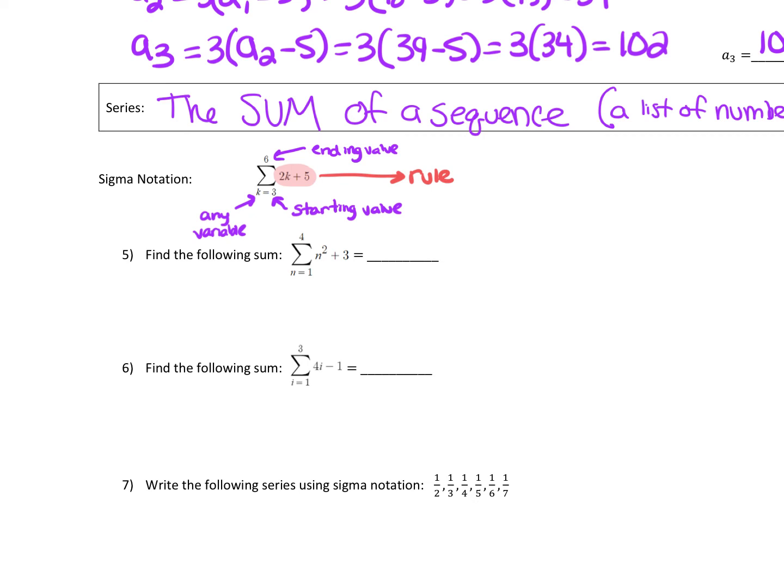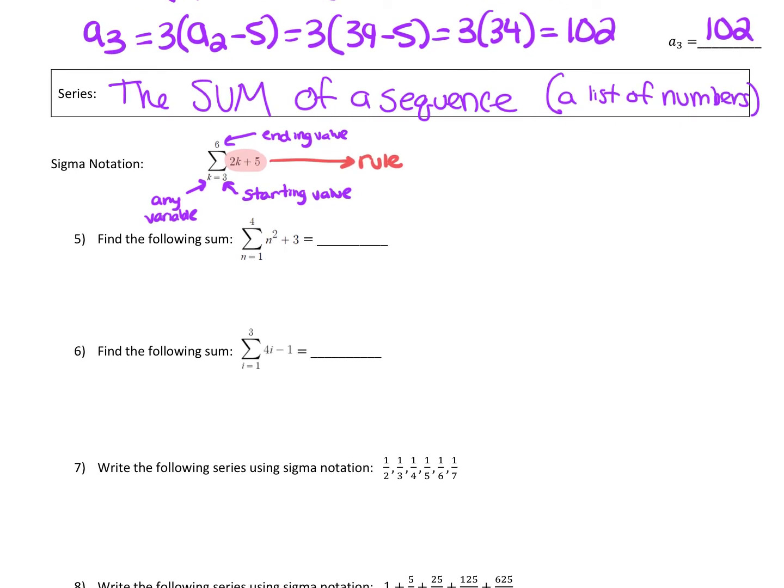So with that in mind, they want us to find the following. So they want us to sum from 1 to 4 of n squared plus 3. So that means I need to find terms. I'm going to need to start and find A1 through A4, and then I want to add A1 plus A2 plus A3 plus A4.